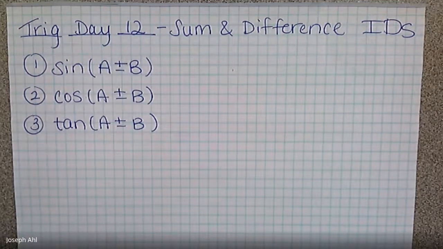Here are 3 more that we're going to add onto our list. And with that being said, we'll then see where these identities come into play when we're starting to evaluate and do more with trig evaluating.